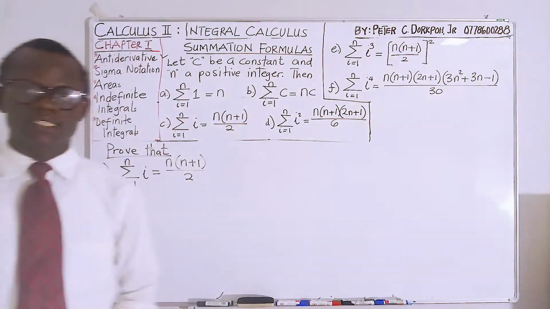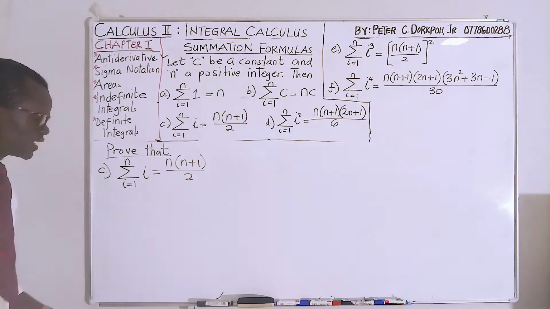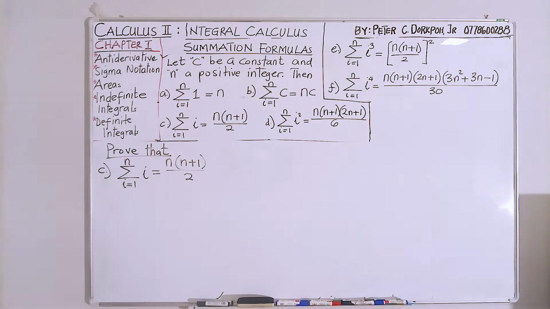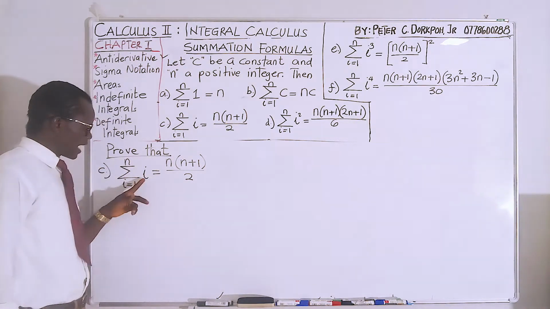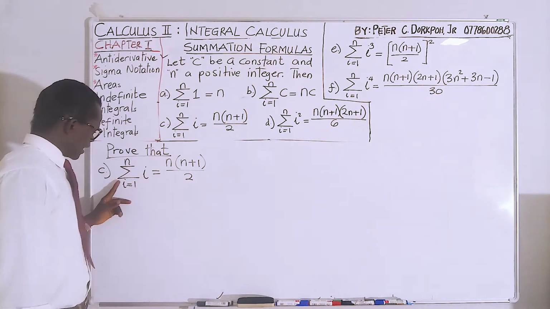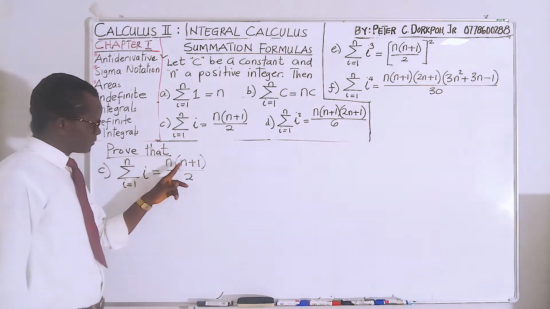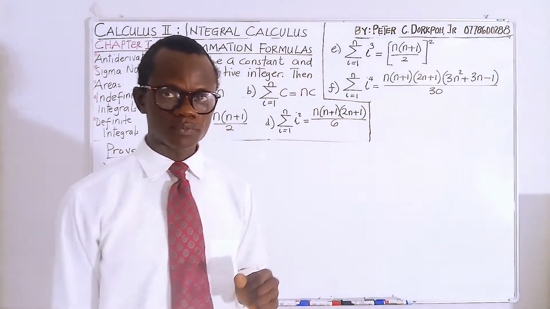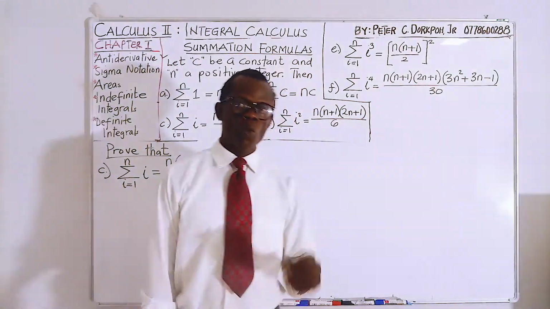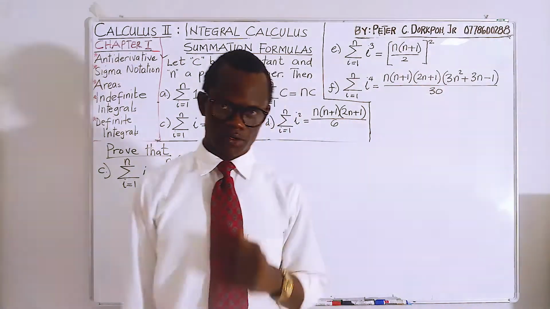Now let's look at the next question. Next question says, we should prove that the summation of r as r leads from 1 to n is equal to n times n plus 1 over 2. Let's prove that. So now, we're going to reference Carl Friedrich Gauss' method.